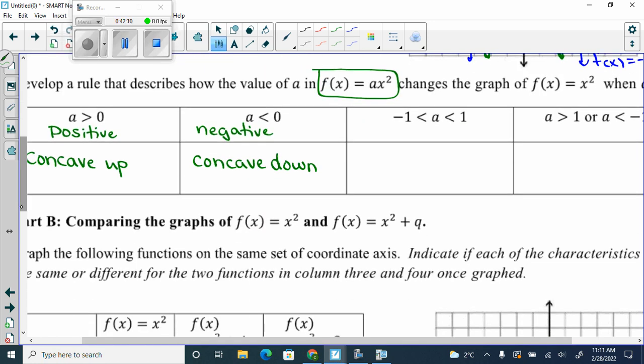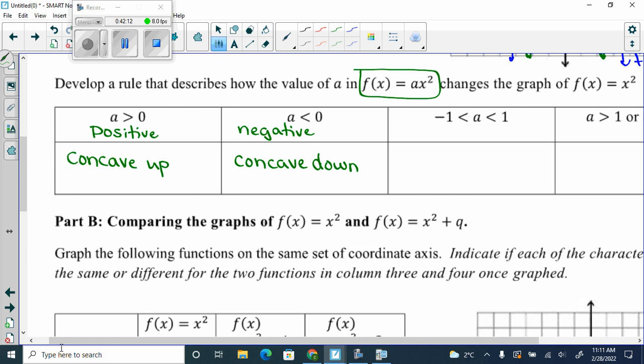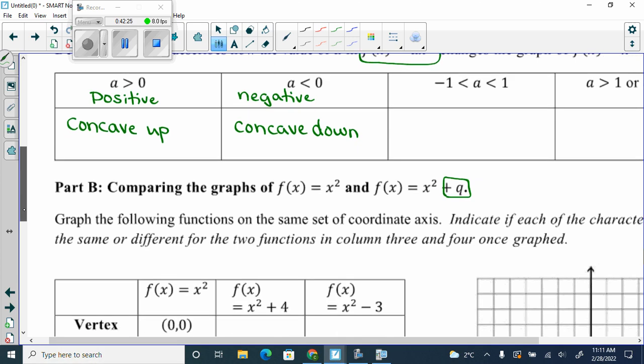Okay. So what happens if I add a number at the back? What happens if I have an x squared and I add a number to the back of it? All we've done so far is add numbers to the very front in that A position, right? We haven't added numbers to the back. So let's look at this.